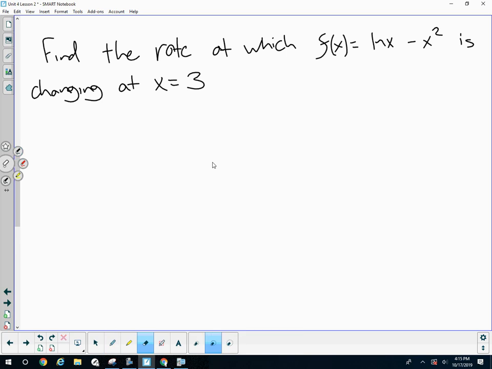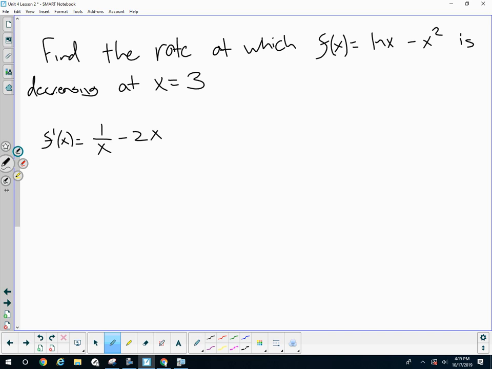I'm going to change this one too. Find the rate at which f of x is decreasing. This is like a wordy problem that I want us to be prepared for. So f prime is 1 over x minus 2x, okay? Now, we want to find the rate at which it's decreasing.